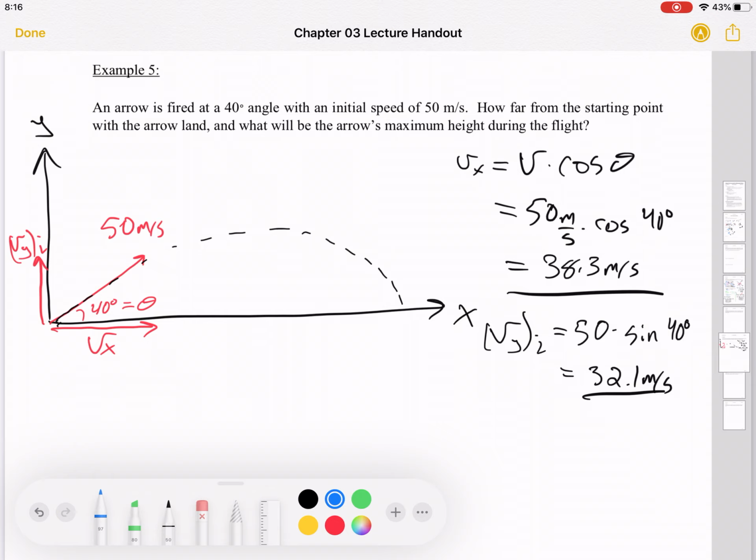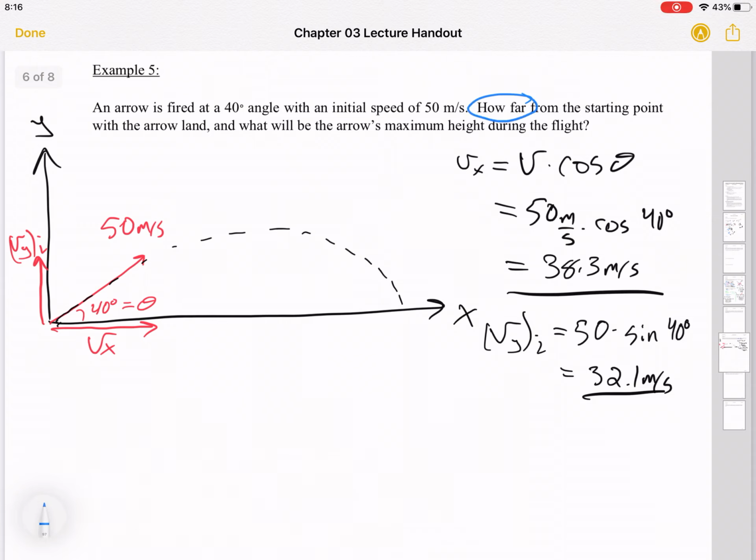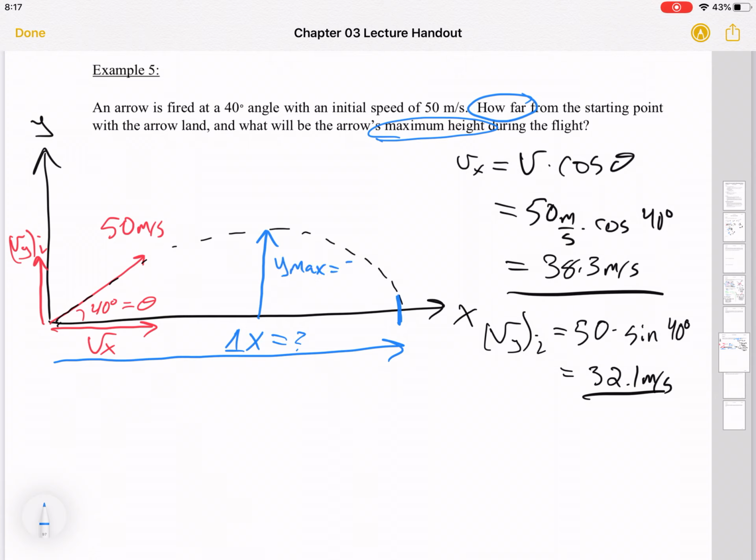Okay, so what am I solving for? Well, I see a how far, and then I see a duration. No, I don't. I see maximum height there. How far and maximum height. So how far is that? In fact, it's this distance. That's a delta x. And maximum height is this distance, called y max. So those are the two things we're solving for.